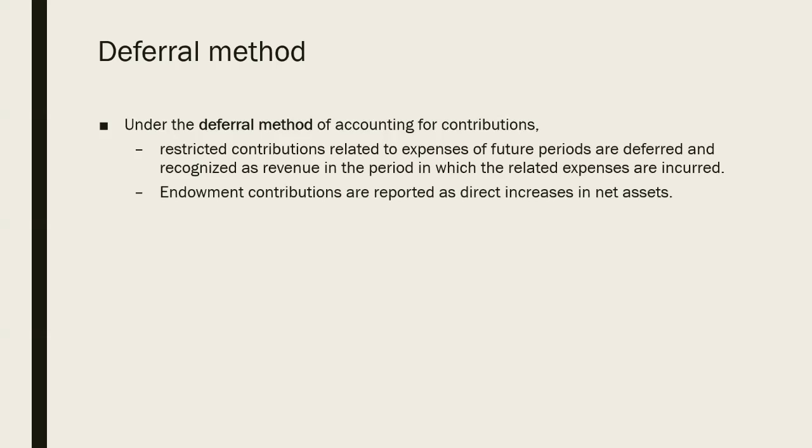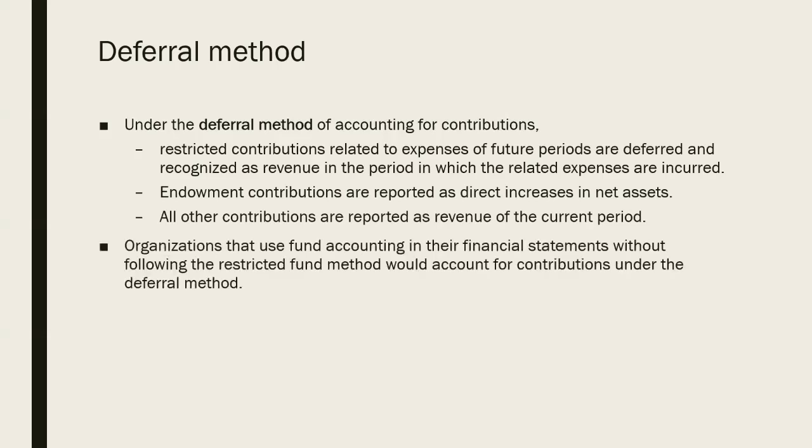Endowment contributions are reported as direct increases in net assets because there can never be a related expense for the endowment contribution. The endowment contributions are not meant to be used by the not-for-profit organization. Only the income generated from the endowment contribution can be used. And all other contributions are basically reported as revenue of the current period.